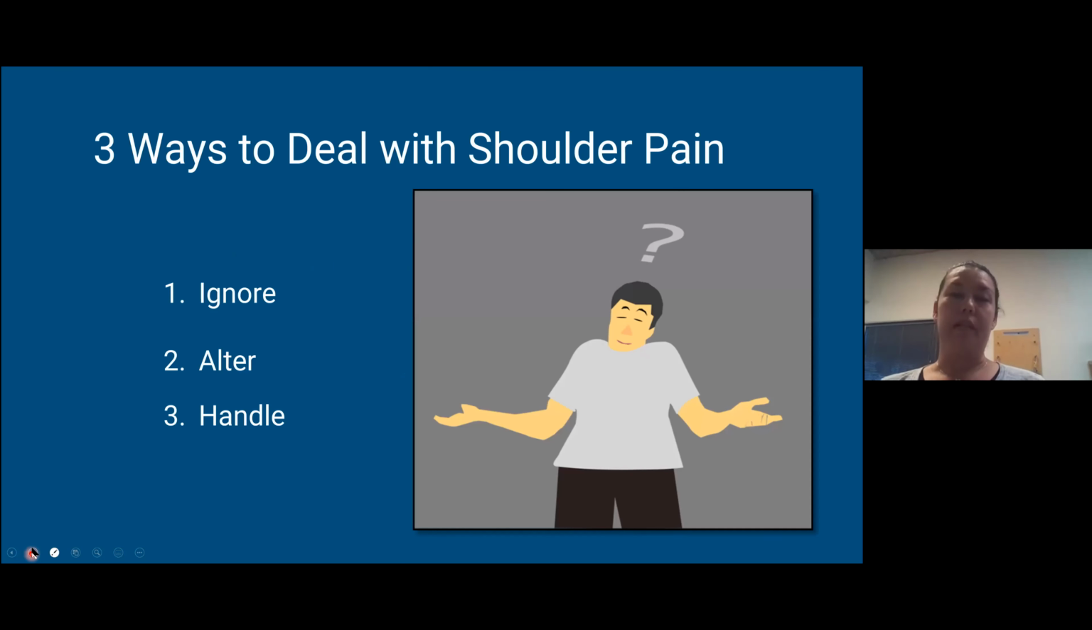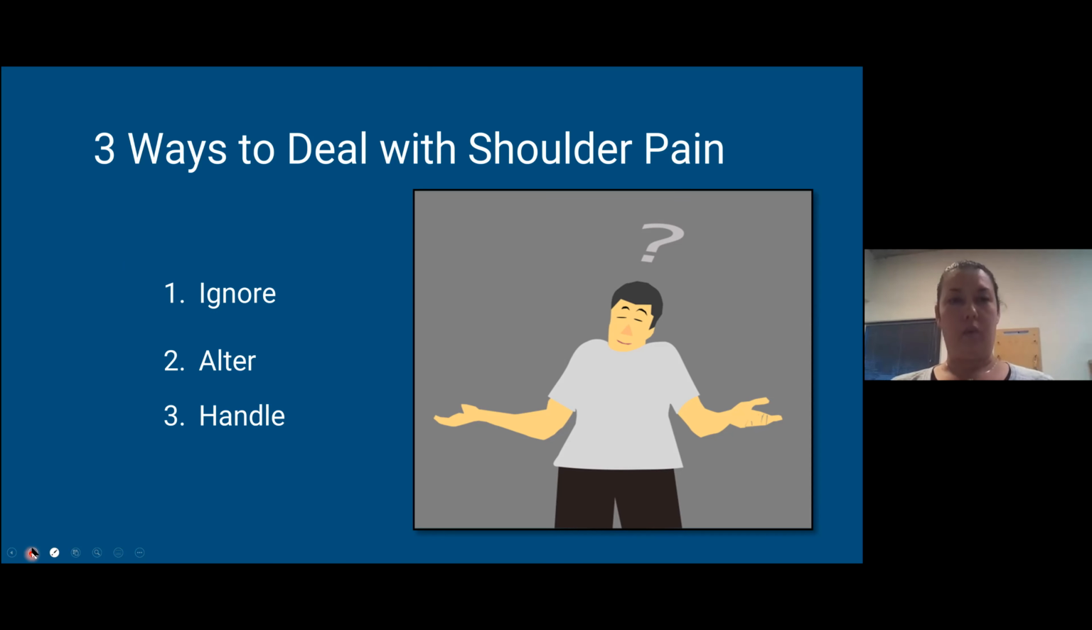Well, we found there's basically 3 ways that people deal with pain. The first is they ignore it. And unfortunately, this is the number 1 way that people deal with pain. You feel that pain every time you reach up into a cabinet, but you just keep telling yourself, well, if I give it time, if I take some Advil, it's going to go away. But then unfortunately, it never really does. So we kind of just push it away and ignore it.